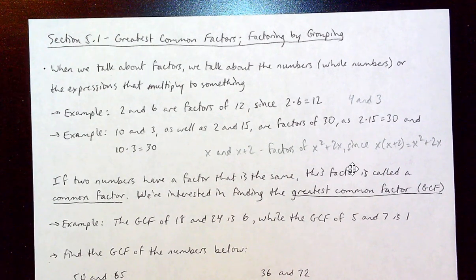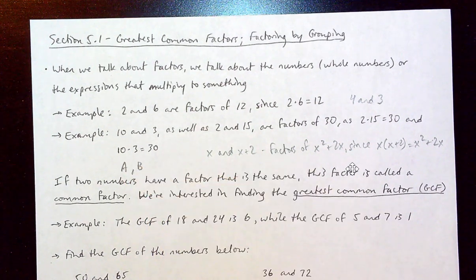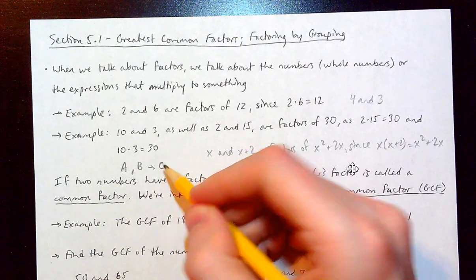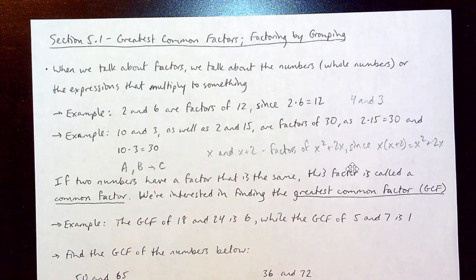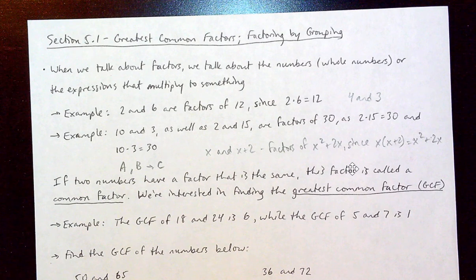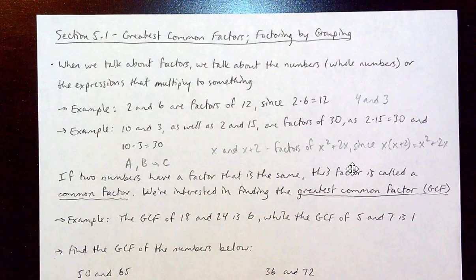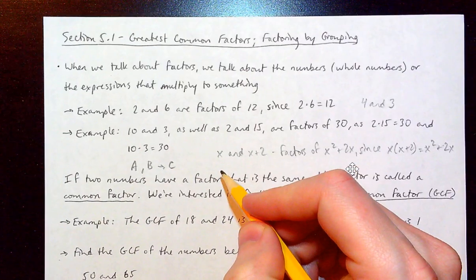So if two things, call them capital A and capital B, multiply to give you something else, capital C, we say that capital A and capital B are factors of capital C. One more example here where we're talking variables or algebraic expressions.